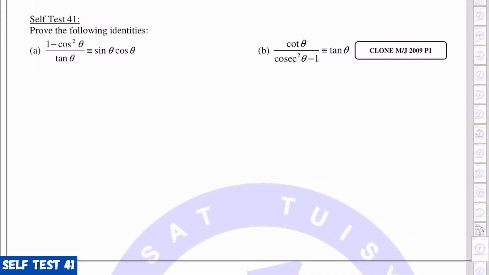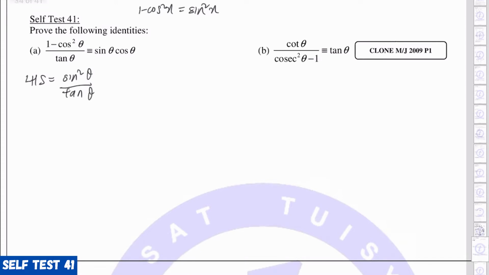Alright, moving on to self-test. So in self-test 41, if you look at part A, we start from the left hand side, since the left hand side has more number of terms. And remember, 1 minus cos square, we can convert it to sine square. So this is sine square. Then you divide by tangent. Sorry, this is supposed to be theta, not x. Just take note of that.